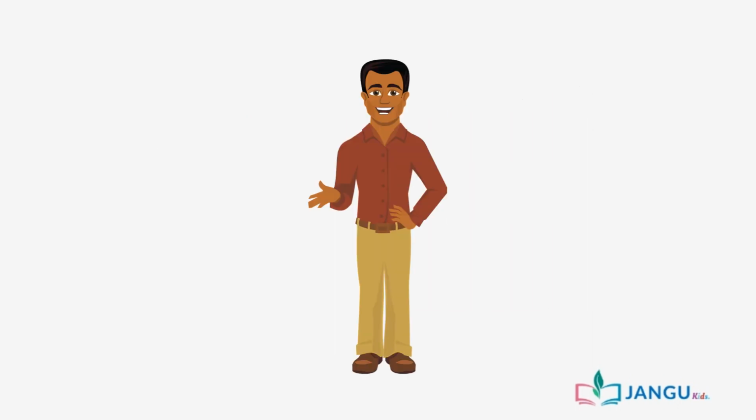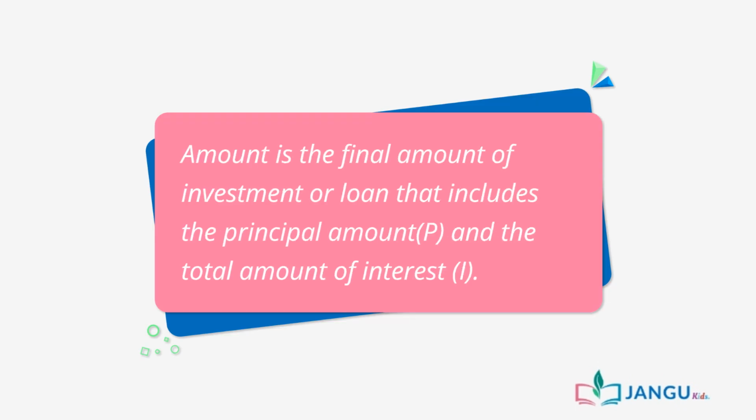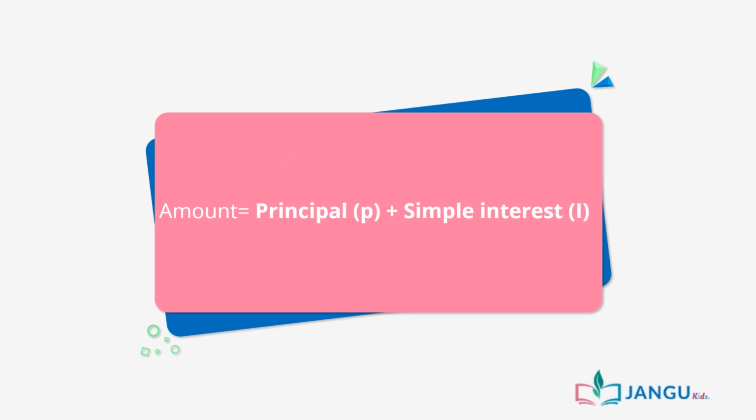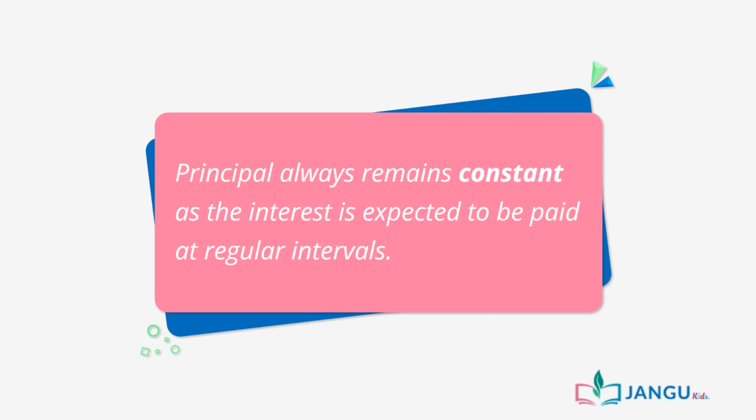And lastly is amount, which is another key term used when working with interest. You shall come across it later in the lesson. The amount is the final amount of investment or loan that includes the principal amount, P, and the total amount of interest, I. It is given as amount is equal to principal, P, plus simple interest, I. With simple interest, the principal always remains constant, as the interest is expected to be paid at regular intervals.